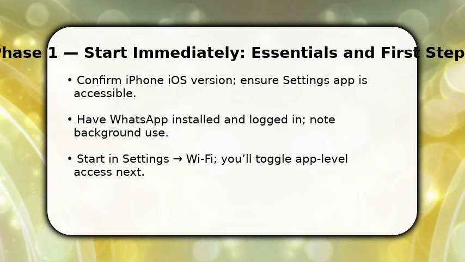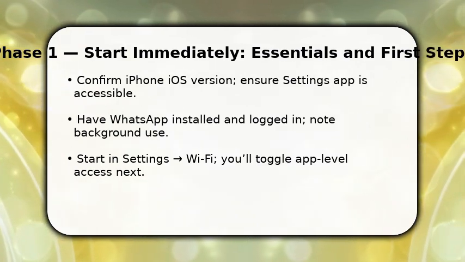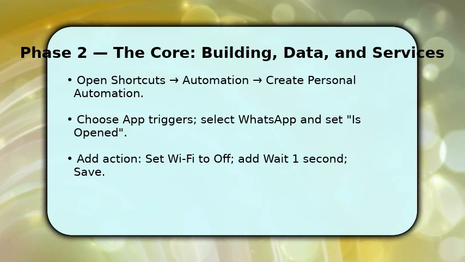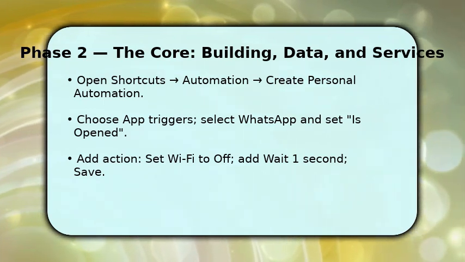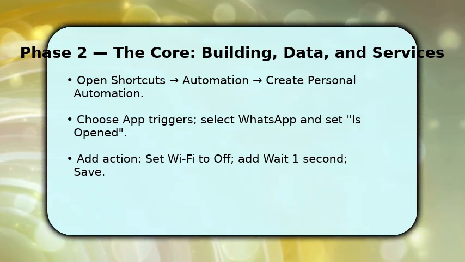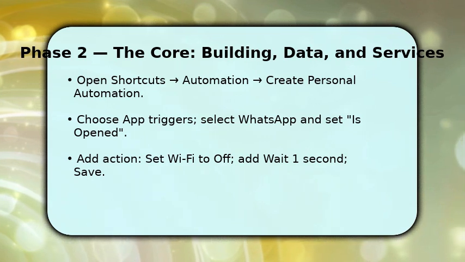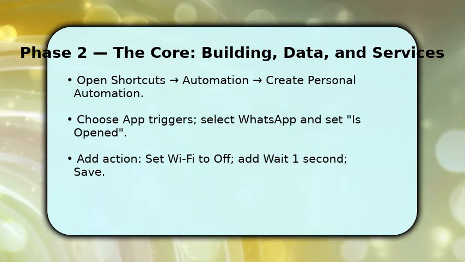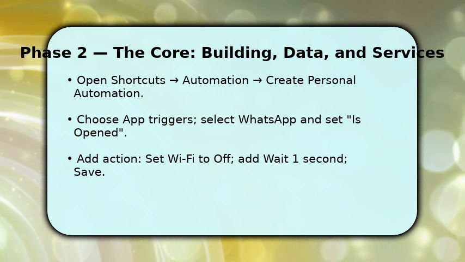So the trick involves app permissions and shortcuts automation. Once done, open shortcuts and build a personal automation triggered when WhatsApp opens. This is how you remove Wi-Fi for just that app session. Choose the app trigger, pick WhatsApp, and set it to Is Opened. Then, add the action to set Wi-Fi off.